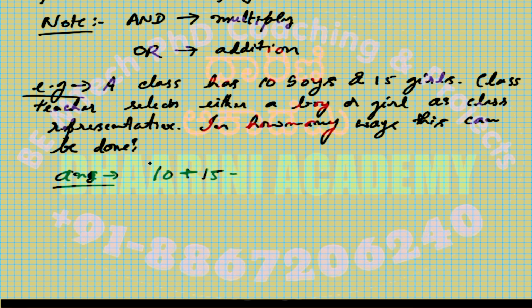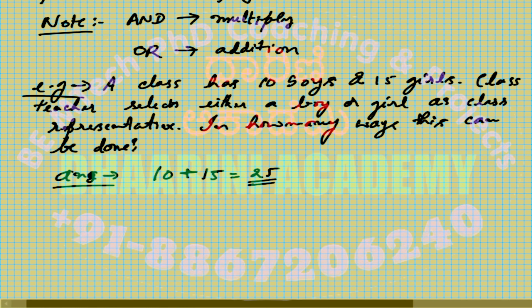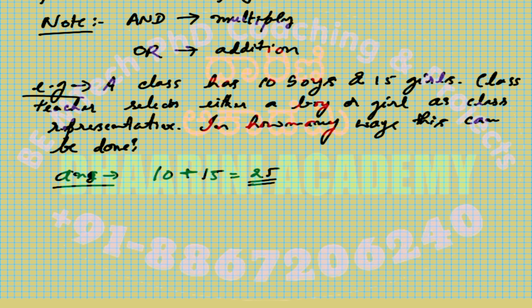Selecting a boy is independent of selecting a girl. Selecting a girl is also independent of selecting a boy. So they are independent events. So you can do this in m plus n ways. This kind of solving the problem is using a principle called the addition principle from mathematics, which is a fundamental principle in maths.